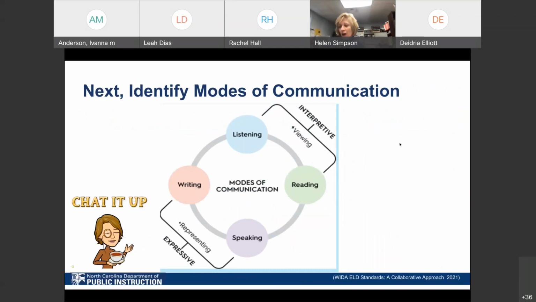And so you can see that WIDA's taken the four domains of language and shifted the categories from productive and receptive language to expressive and interpretive. So why do you think it was important for WIDA to add these dimensions of expressive and interpretive to the four domains of language? And this is wide open. Open-ended question, no wrong or right answer. Why do you think WIDA has moved in this direction in adding in different modes of communication?